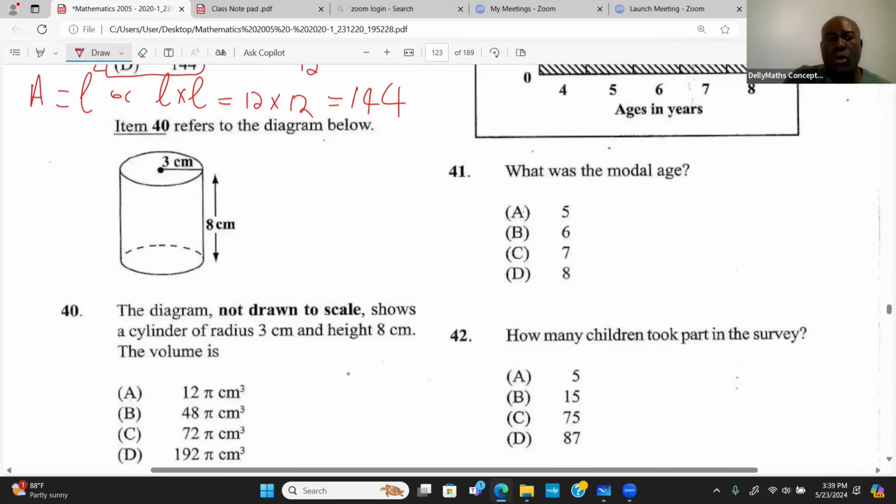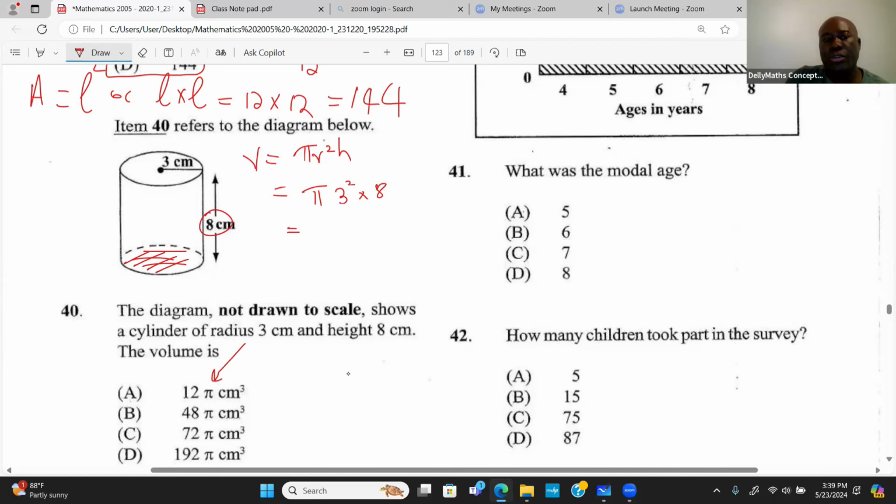The volume. What is volume? Volume is given by pi r squared h. What do I mean? It's going to be the area of the circle times the height. In this context, notice pi is in your answer. So basically, it's going to be pi, r is 3 squared, h is 8.